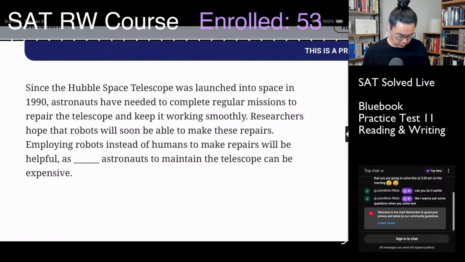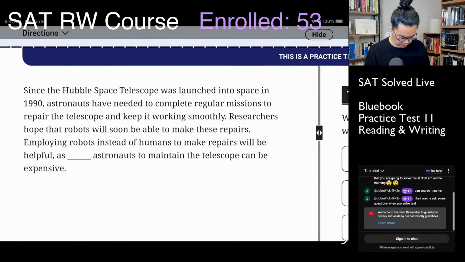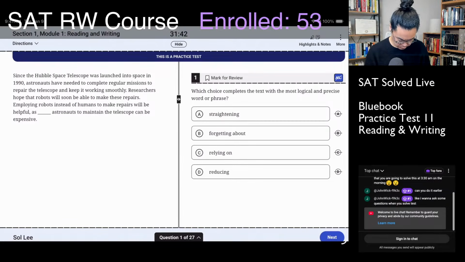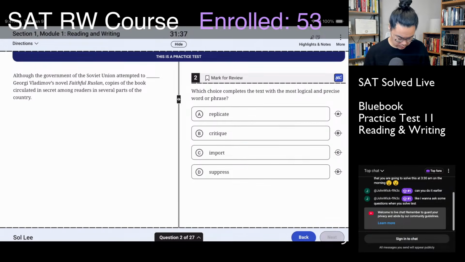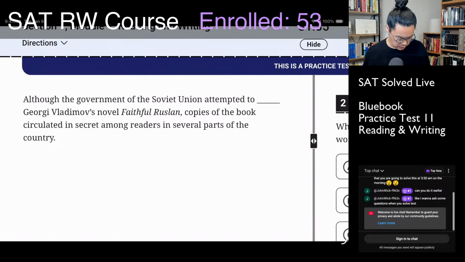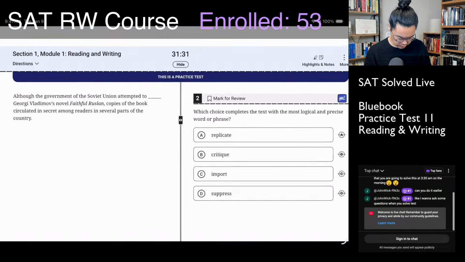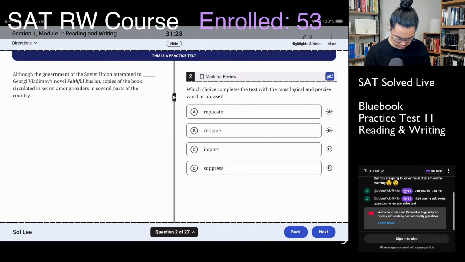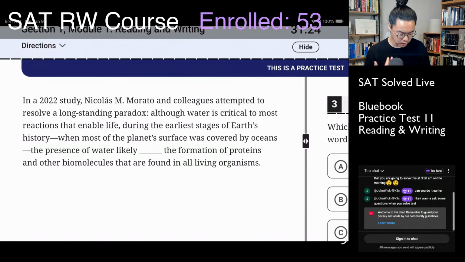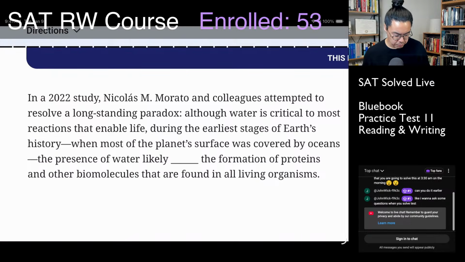Launched regular missions to repair robots, relying on astronauts to maintain can be expensive. All right, sounds good. Although the government attempted to censor, it's circulated in secret. Okay, yep. Because that's the opposite. Like that's why they would circulate in secret.